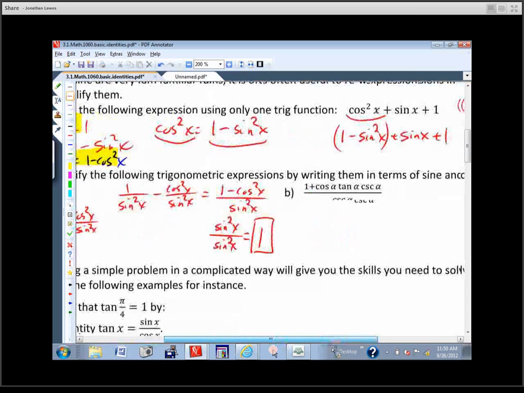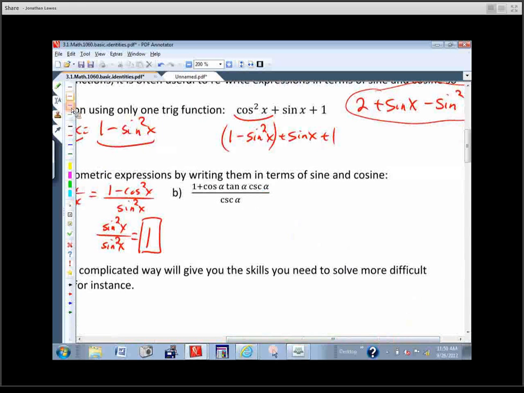Okay, let's take a look at the next one. Again, simplify by writing in terms of sines and cosines. So look at this. We've got a 1, we've got a cosine, a tangent, a cosecant. Cosecants aren't our favorite. And then I've got a cosecant squared on the bottom. Okay, maybe I shouldn't be prejudiced. Cosecant isn't my favorite. Okay, can I cancel the cosecant with the cosecant?